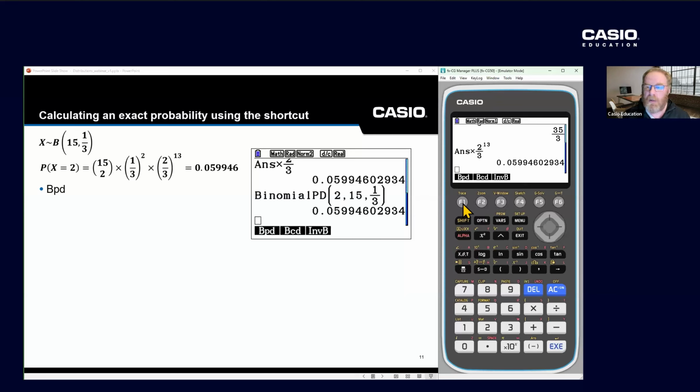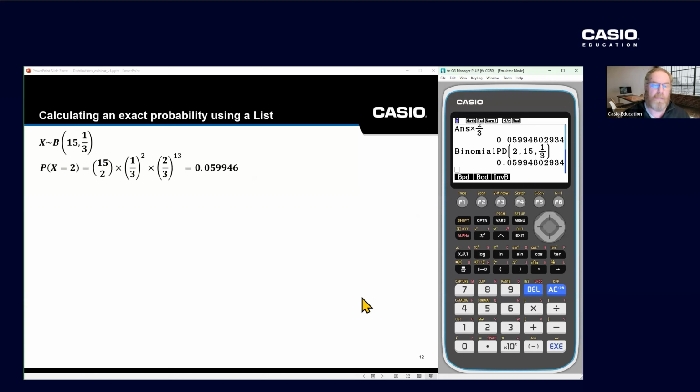So if I choose BPD, I want my value of x to be 2, and then it is n and p, so n is 15 and p is a third. I could enter that as a calculation, 1 divided by 3 if I wanted to. And I calculate, and there you go, I get the exact same value. Okay, so that's using the shortcut.